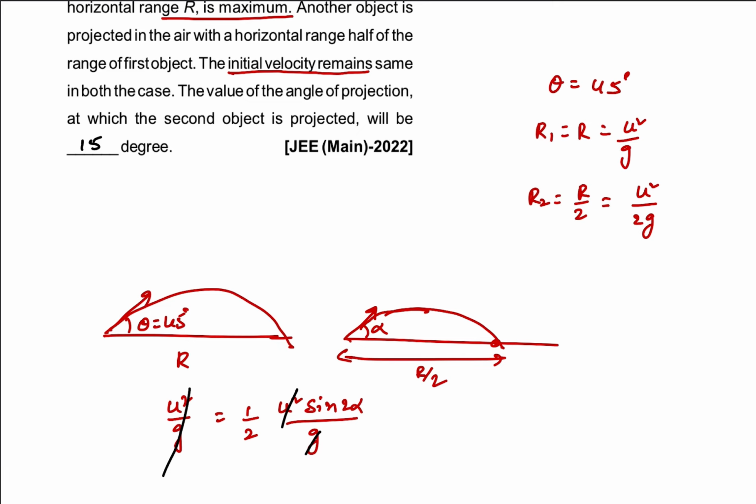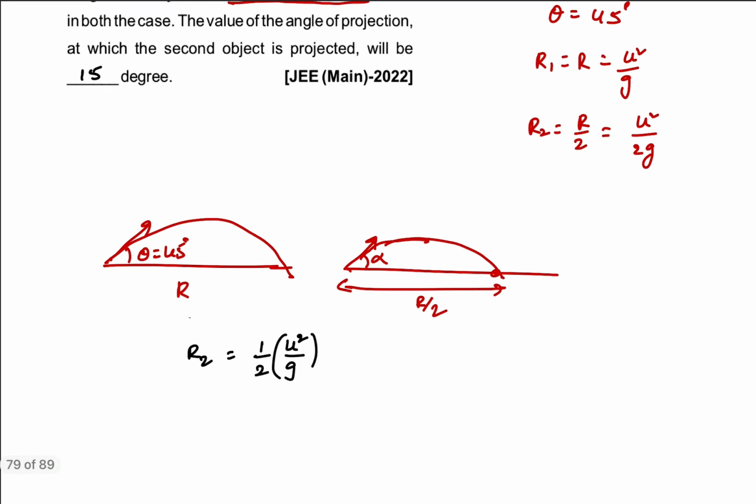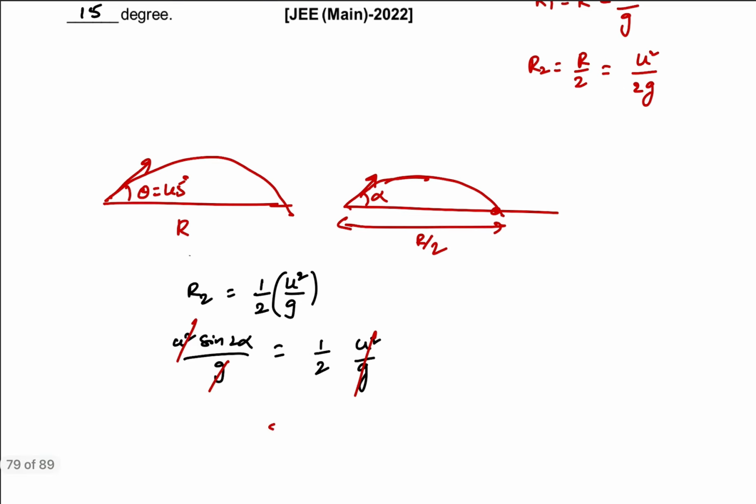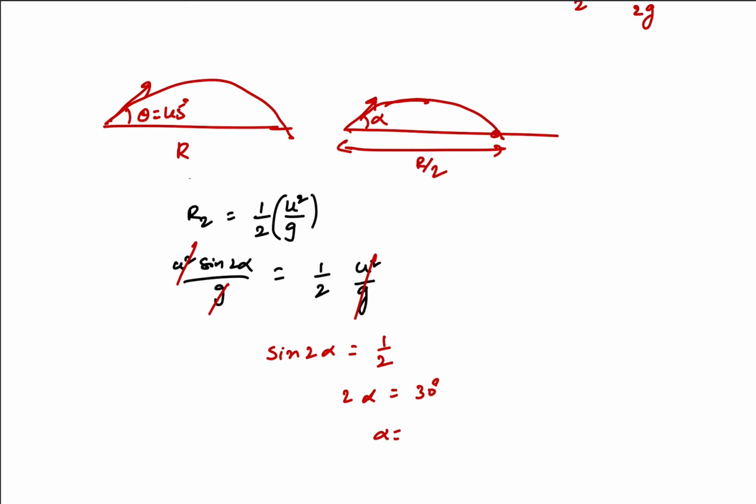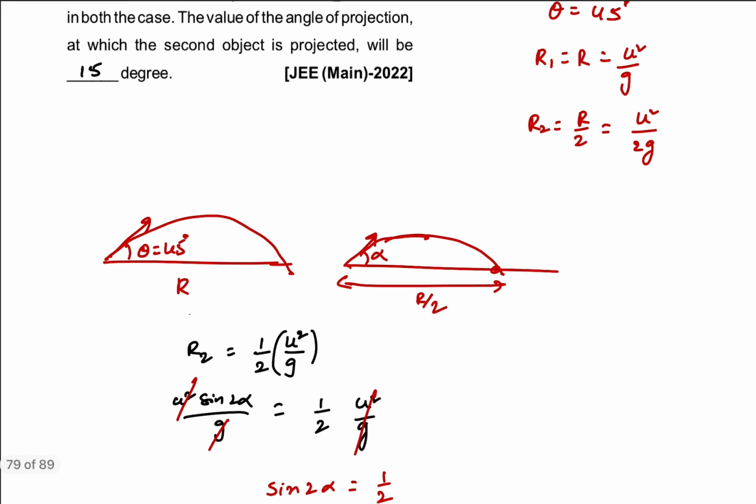Range R2 is equal to R divided by 2. I wrote it in reverse here. The new range R2 is equal to R divided by 2. That is, u square sine 2 alpha divided by g is equal to 1 by 2 into u square by g. u square by g gets cancelled. Sine 2 alpha is equal to 1 by 2. Then 2 alpha is equal to 30 degrees. Finally, alpha is equal to 15 degrees. So 15 degrees is the answer.